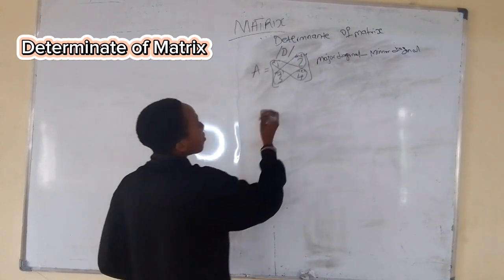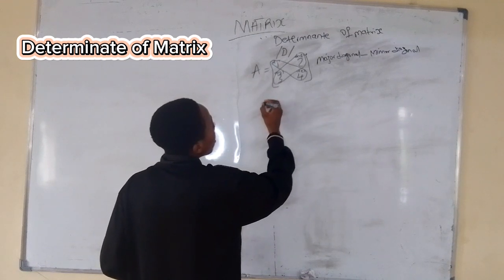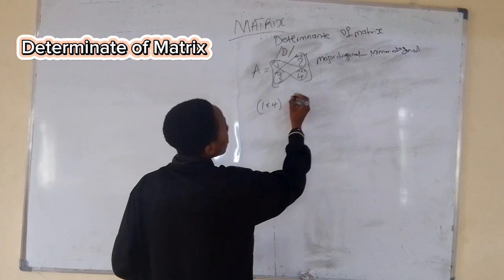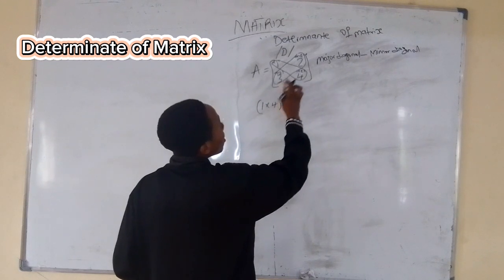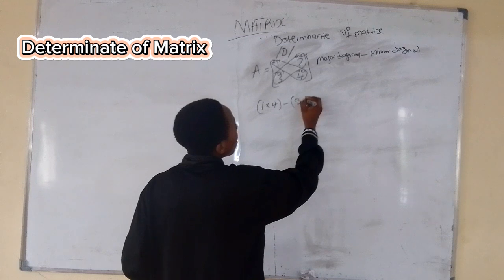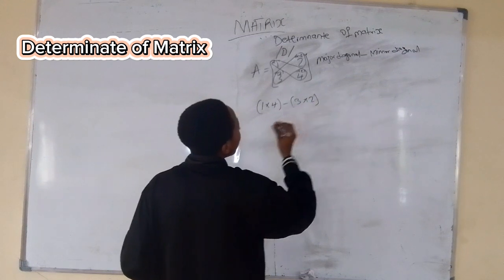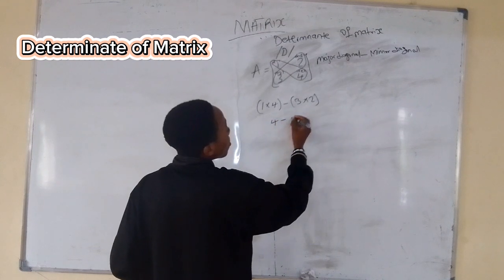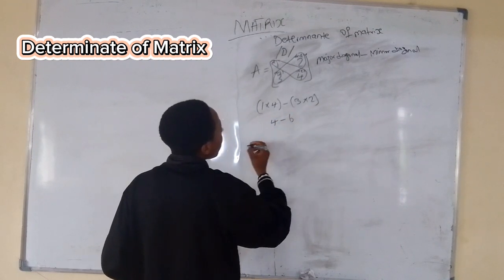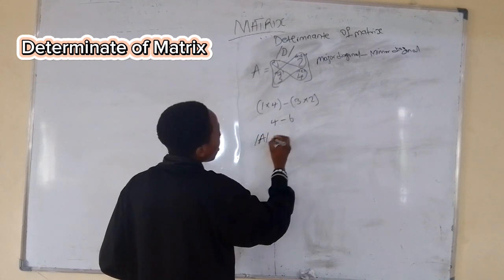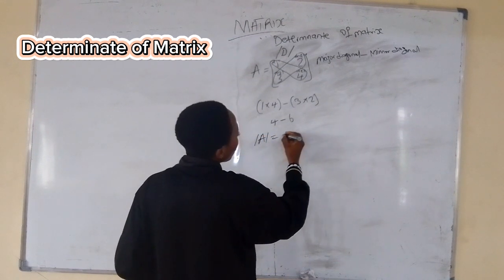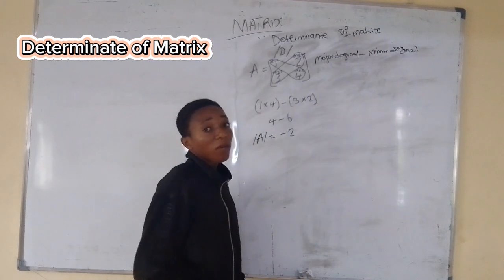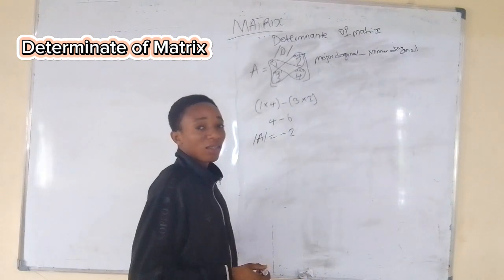1 times 4, we have 1 times 4 minus 3 times 2. 1 times 4 is 4, minus 3 times 2, which is 6. So your determinant for A would be equal to minus 2. So you could also be asked to find the determinant for a 3 by 3 matrix.